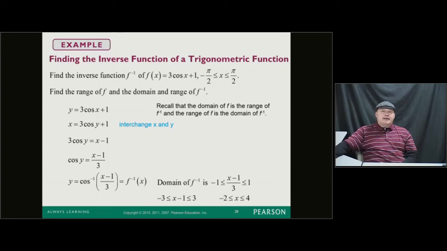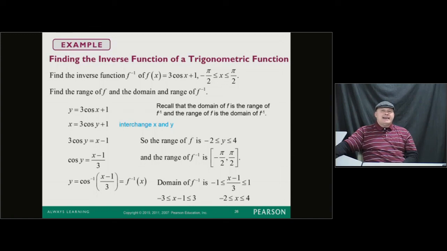So the domain of this inverse function is between negative 2 and 4, which, by the way, is the range of the original function. So the range of the original function is between negative 2 and 4. And the range of the inverse function is negative pi over 2 to positive pi over 2. How do you know that? Because it was given to me that x has to be between negative pi over 2 and positive pi over 2 in the original function. So that makes the range of the inverse.